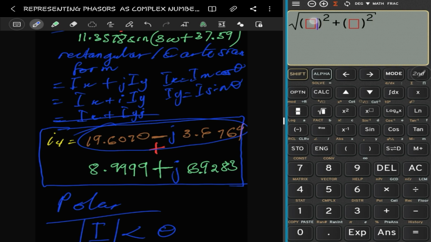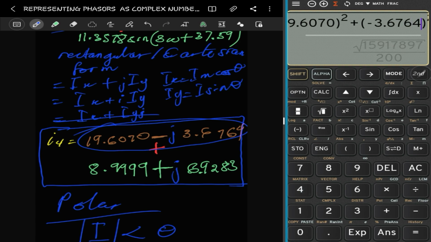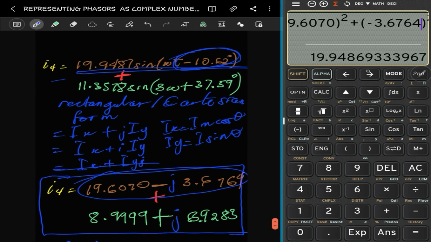So the x is what? What do we have for the x? That's 19.6070, right? And then we have minus 3.6764, right? What do you have? That's 19.9486. That's 94, yeah. So that's very close to this, as we can see here, right?